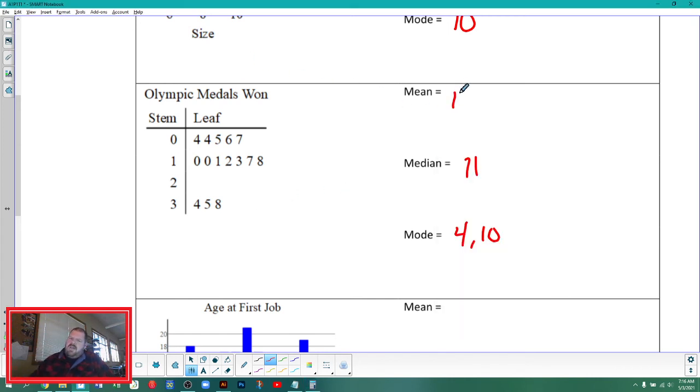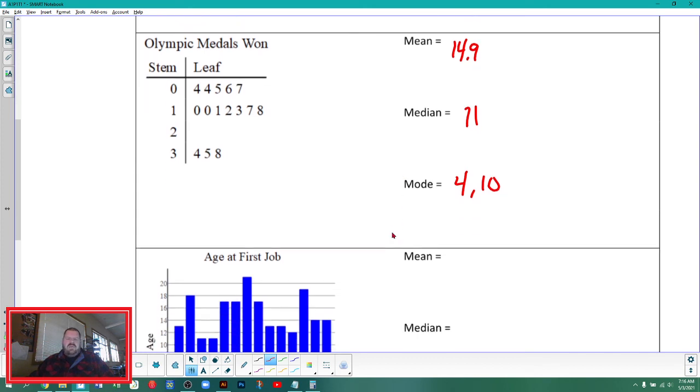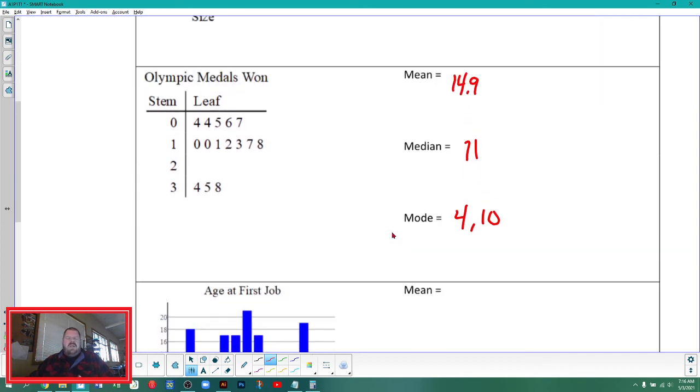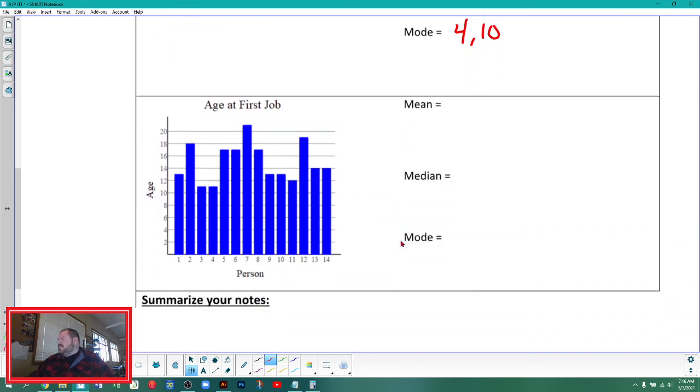Our mean, 14.9. I would say a bigger range of values in those ones, in the mean, median, mode of that problem.